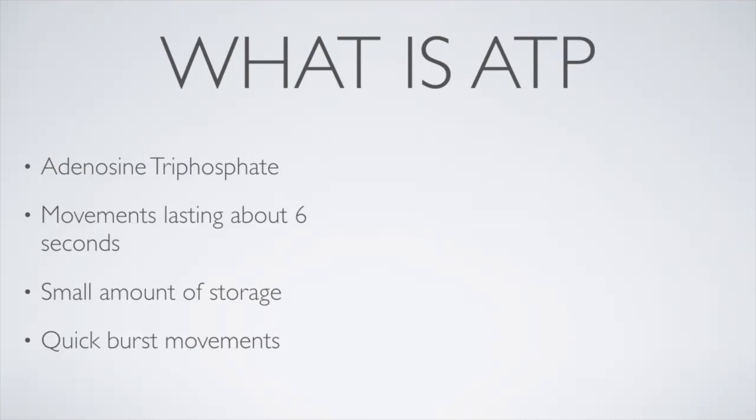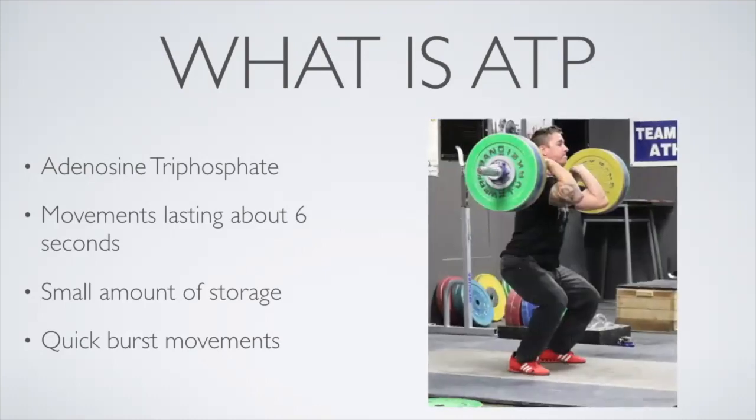type movements. Now, when I say quick burst, I mean something such as weightlifting. As you see here, the gentleman right here is performing a weightlifting movement. Now this movement doesn't take any longer than 6 seconds to perform. So everything that he is using in terms of an energy source is just ATP energy. You may also notice that it looks like he's actually holding his breath while he's doing this.